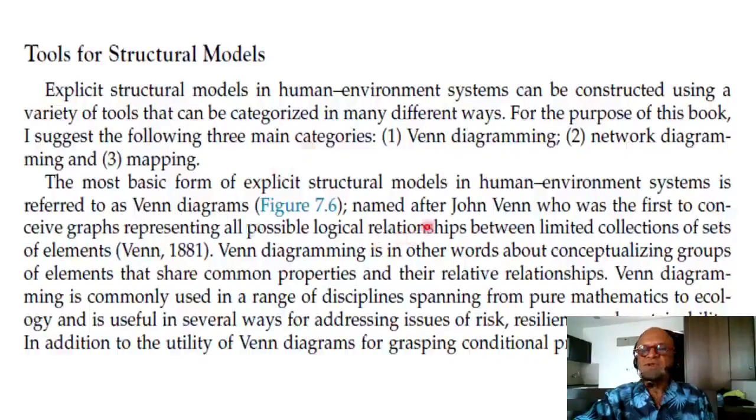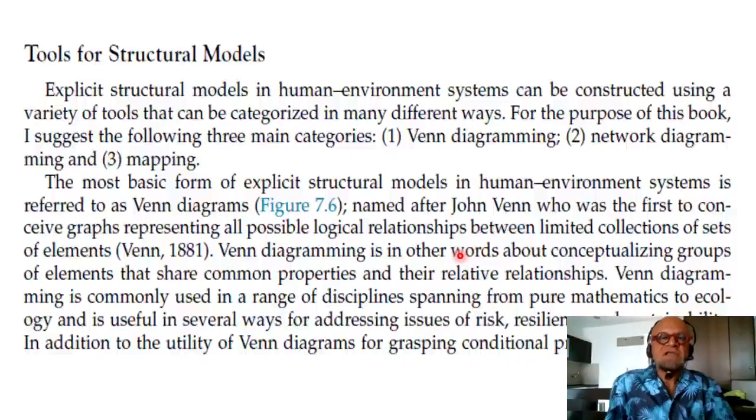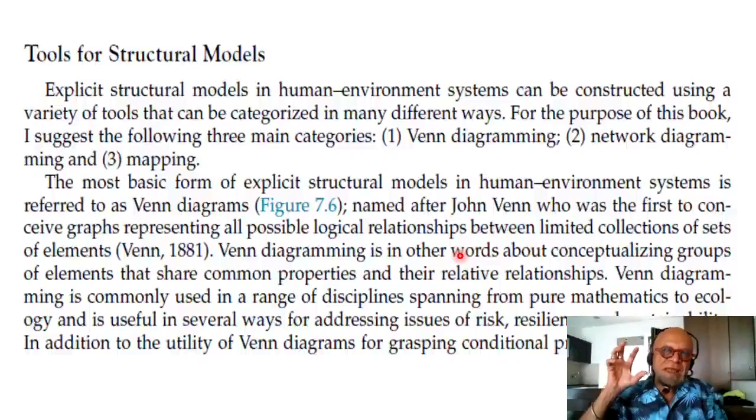So this is named after John Venn, who was the first to conceive graphs representing all possible logical relationships between limited collections of sets of elements. Obviously, limited means you cannot have a Venn diagram of the Earth system. It will get too complicated. We looked at one map of the piping diagram of the Earth system, where we have represented atmosphere as one box, ocean as one box, land as one box, humans with their activities as a separate box feeding in, and so on and so forth. So representing complicated systems graphically is always a challenge.